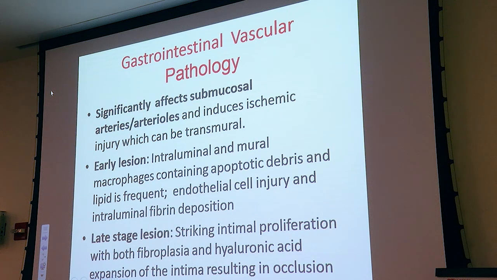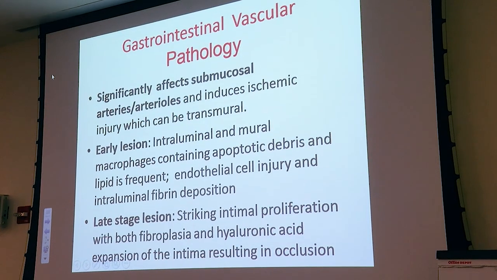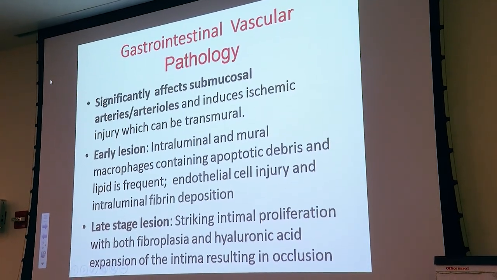So again, just to summarize, it significantly affects the submucosal arteries and arterioles, obviously inducing ischemic injury. The early lesion is really an intraluminal and mural sort of histiocytic influx of these macrophages with some component of endothelial cell injury and variable fibrin deposition. And then the late stage lesion is this striking neo-intimal fibroplasia with matrix production in the intima, and then ultimately occluding the vascular lumen by this plug of collagen and hyaluronic acid.